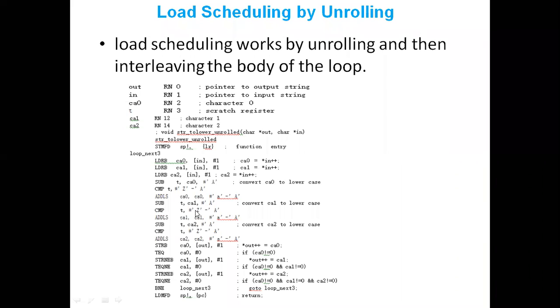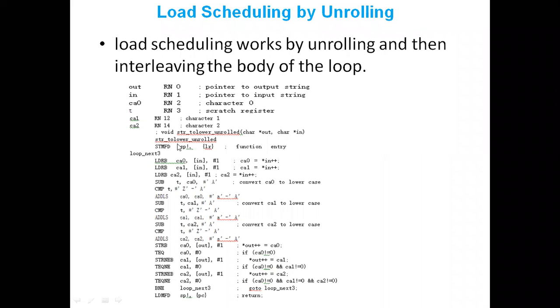Then CA1 is available, so I'll take it out and convert it into a lowercase letter. Similarly, CA2 is available and it is converted into a lowercase letter. Then I'll append it to out. If there are any other characters remaining, I'll just loop it back.